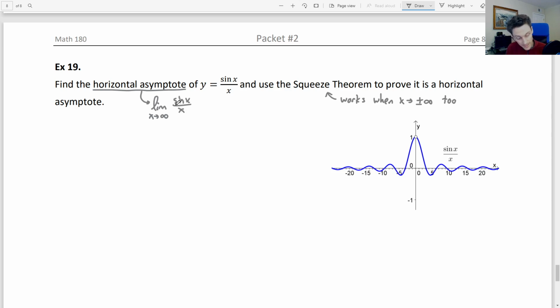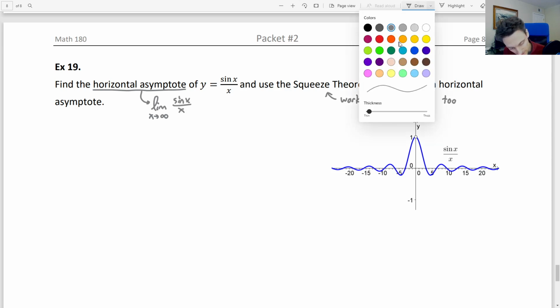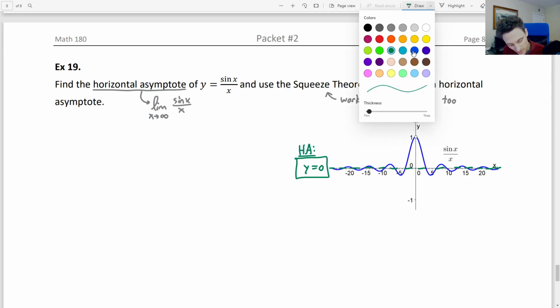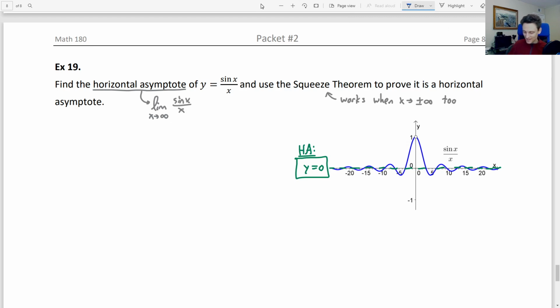Okay, so that's going to be the horizontal asymptote. Let's actually draw the horizontal asymptote there. Horizontal asymptote is y equals 0. HA, horizontal asymptote. So then it says to use the Squeeze theorem to prove that it is a horizontal asymptote.